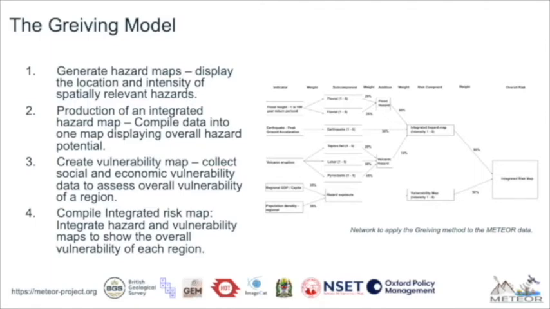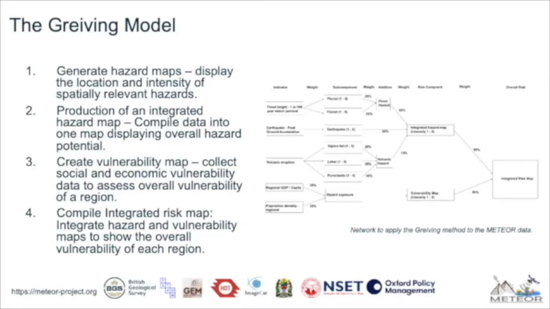This generates an index for each hazard, which means that they can be compared and combined, whilst mitigating the effects of different types of data and varying levels of uncertainty. The figure on the right of the screen represents the indices developed for the relevant hazards in Tanzania.